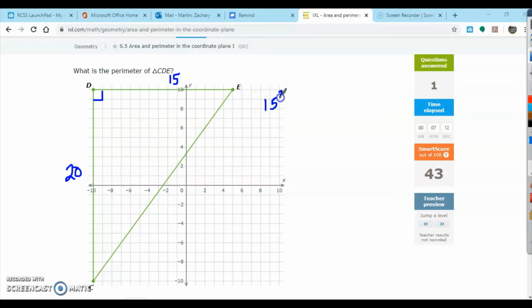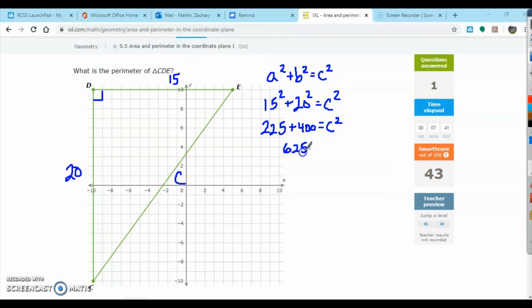I've got 15 squared plus 20 squared equals, we'll just call this c squared. Remember our Pythagorean theorem, a squared plus b squared equals c squared, right? So 15 squared, pull out your perfect squares here, that's 225, plus 20 squared, that's 400, equals c squared. Well, that's 625 equals c squared. Well, 625 is a perfect square in and of itself, so that's really cool. Square root of 625 is 25. So c is 25.